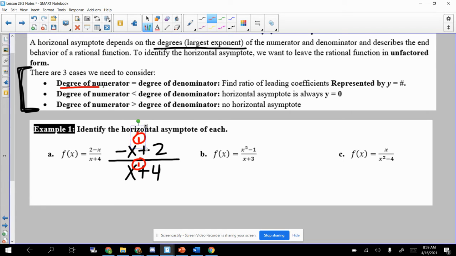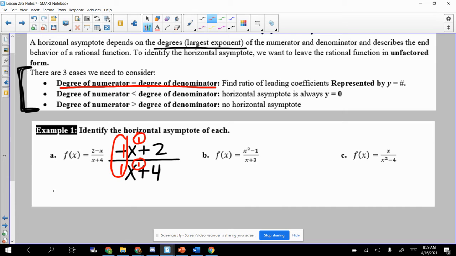So if they are equal to each other, you're going to find the ratio of the leading coefficients. So our leading coefficients are what's out front. And so it's technically like a negative 1 over 1. Remember, you can say 1 and 1 out front. So negative 1 over 1 is going to tell us that y equals negative 1. Okay? So that would be your horizontal asymptote for the first one.